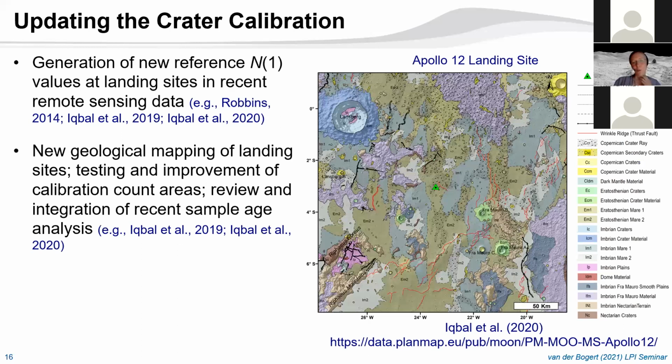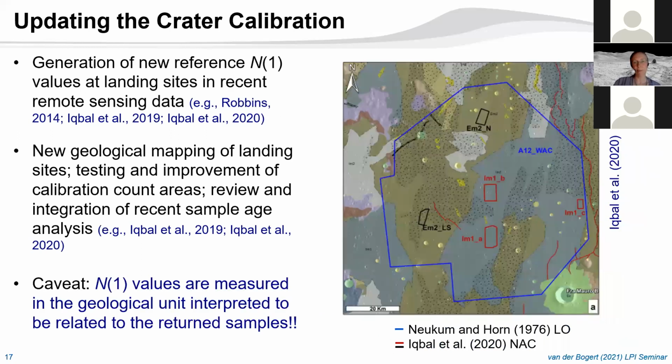She has been, for her PhD, systematically making new geologic maps of all of the Apollo landing sites, with the goal of testing and improving the crater count calibration areas. Then she combines that with reviewing and integrating any new, more recent sample age determinations. Her approach here, for example, uses the same Neuquén count area that was used in the example I showed earlier for assembling the cratering chronology.